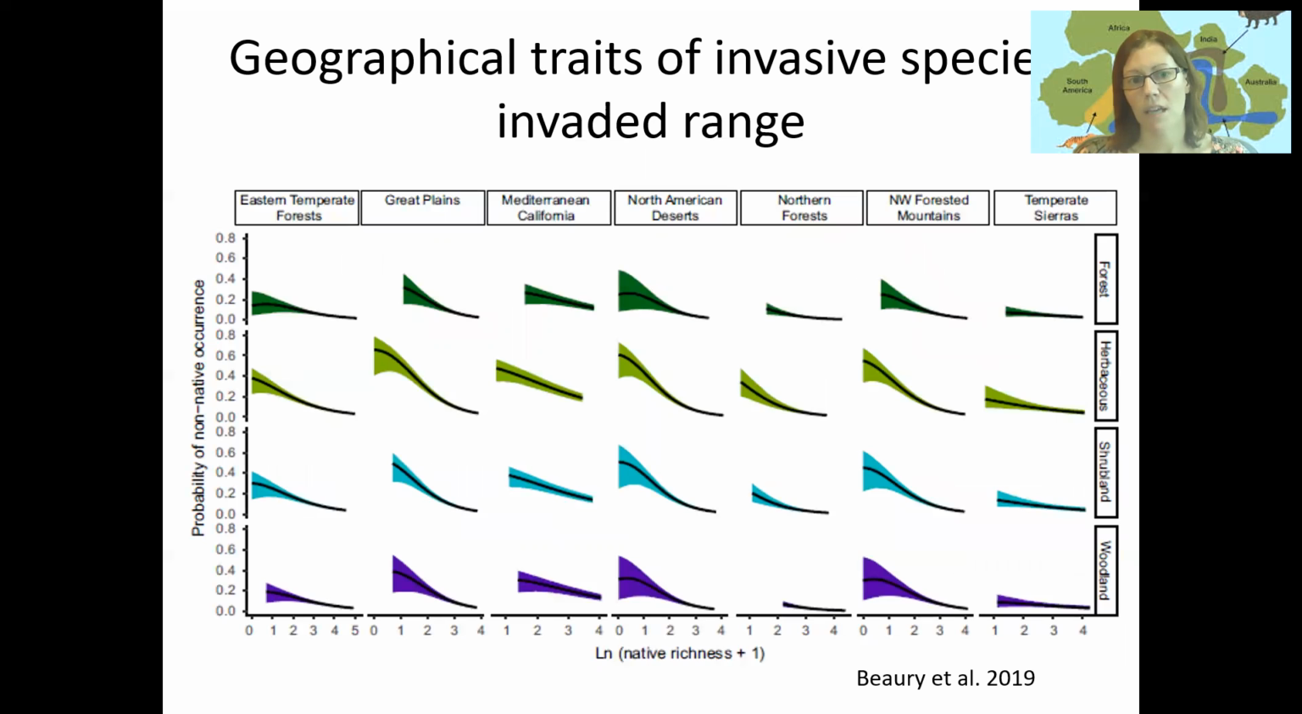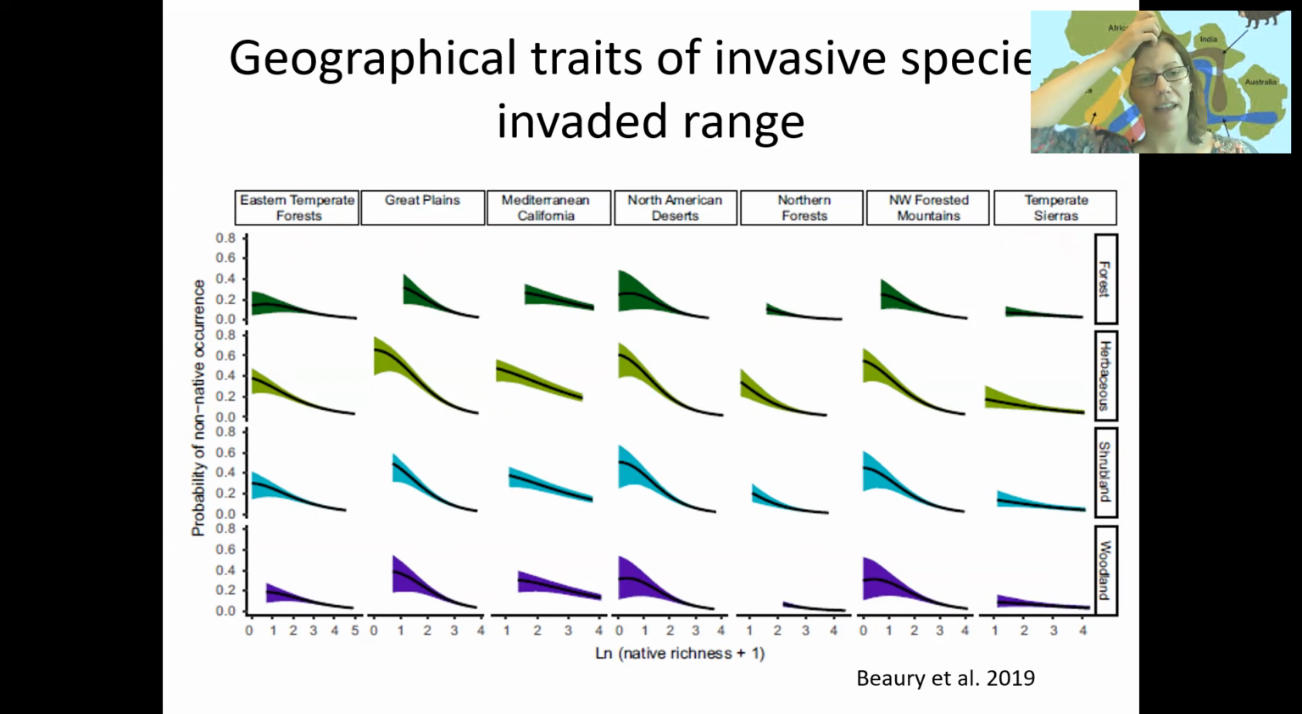But it turns out that we can address this question using a geographic framework too, and that gives us a little bit more power to say that this is a phenomenon that happens everywhere, that it's not just in the specific ecosystems that have been studied, but that we can measure it across all of these different, so this is North America and North American ecoregions, and within each of those ecoregions, different habitat types, forests, herbaceous shrublands, woodlands.